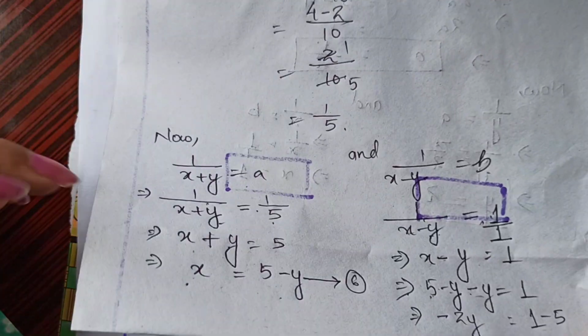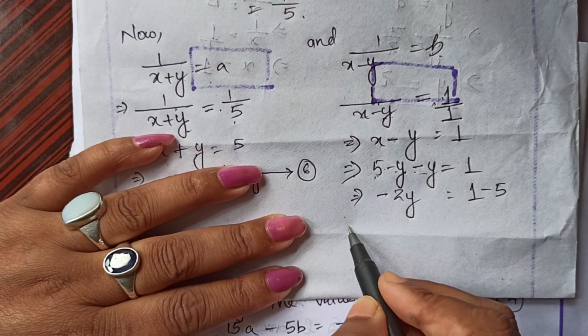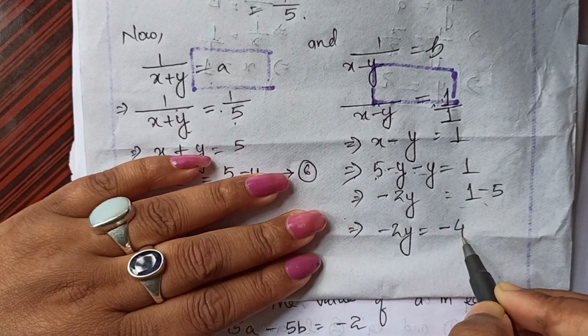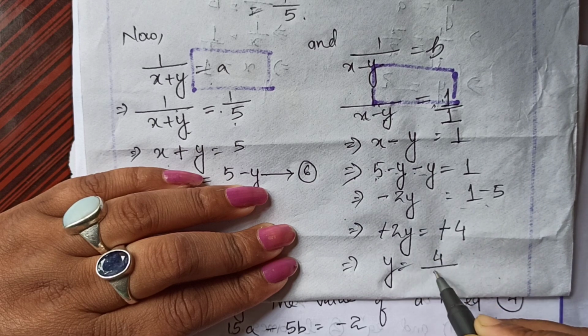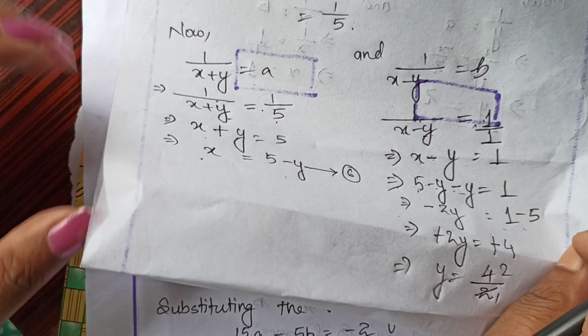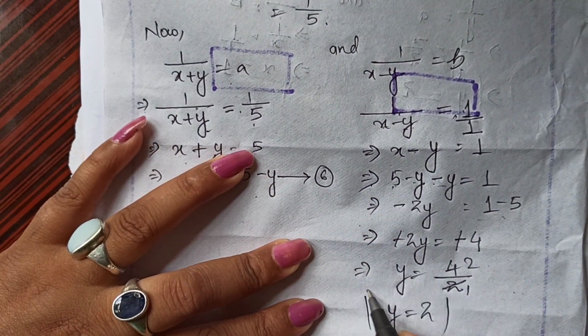This implies that this 5 will go to the right hand side. Here we have plus 5, so it becomes minus 5, and minus minus becomes plus. So y plus y becomes 2y. We have to take one minus sign. If we solve it further, minus 2y equal 1 minus 5, we will get minus 4. Again minus minus got cancelled. y equal 4 divided by 2. 2 1 is 2, 2 2 is 4. So here we got the value of y. y equals 2.